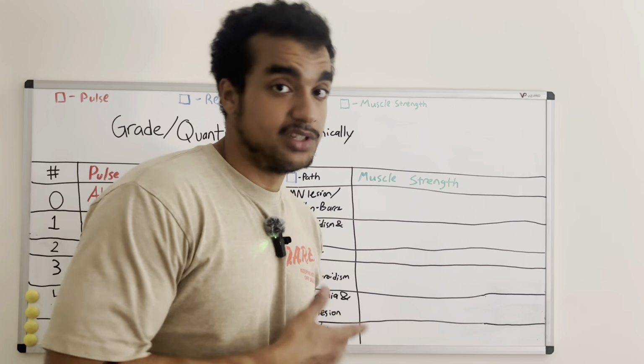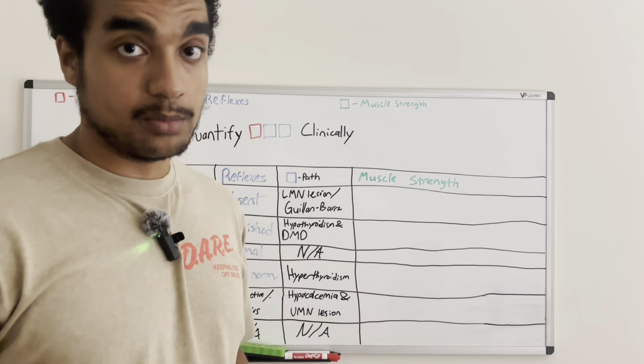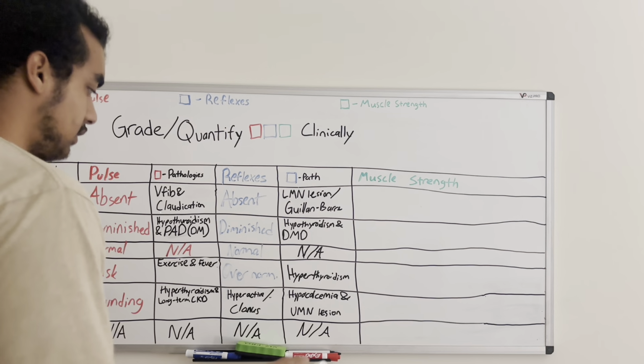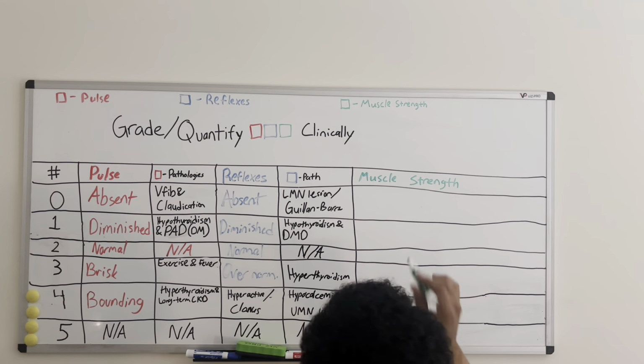It's going to be graded from 0 to 5. And unlike pulse and reflexes, 2 is not going to be normal. 5 is actually going to be normal. Right? So, 0.